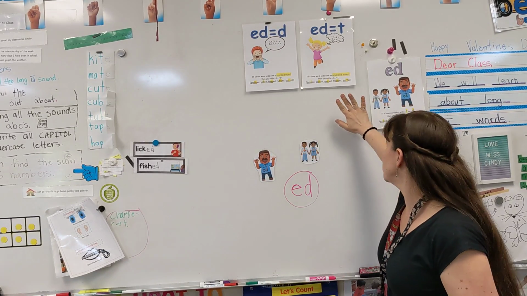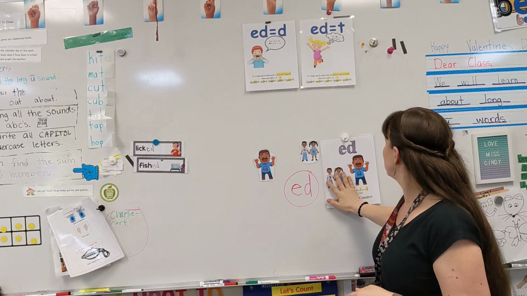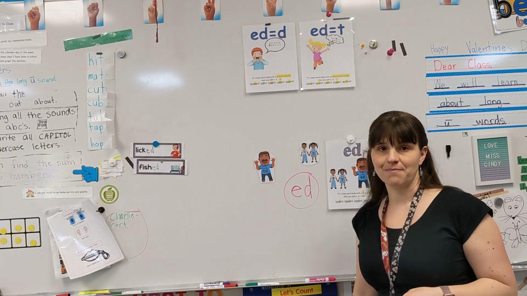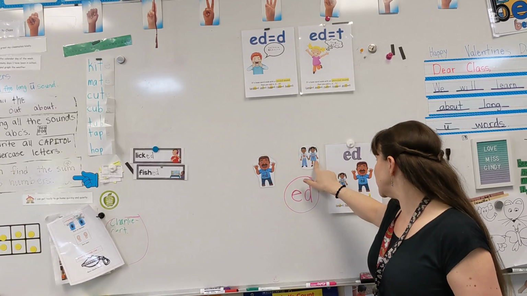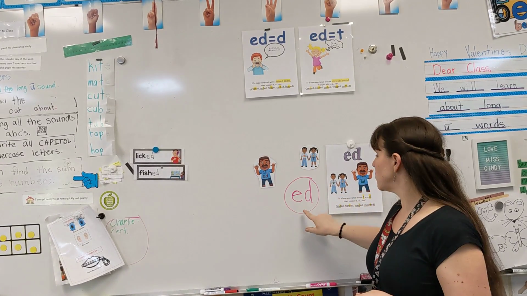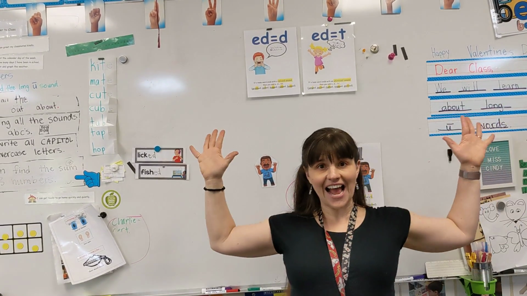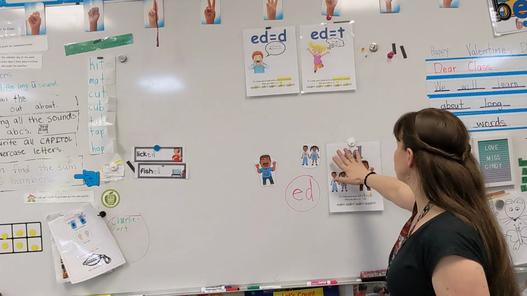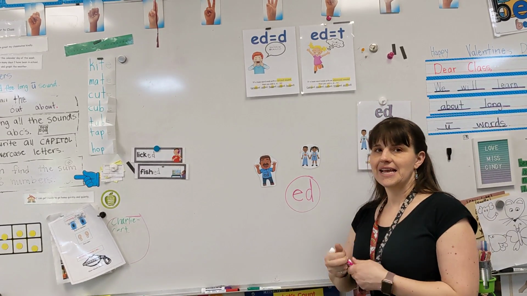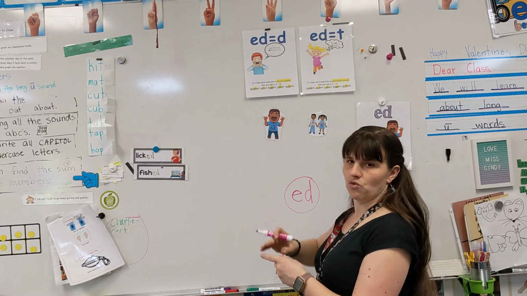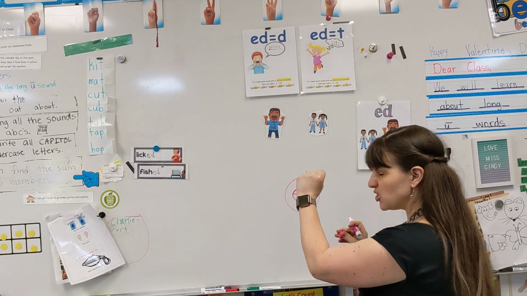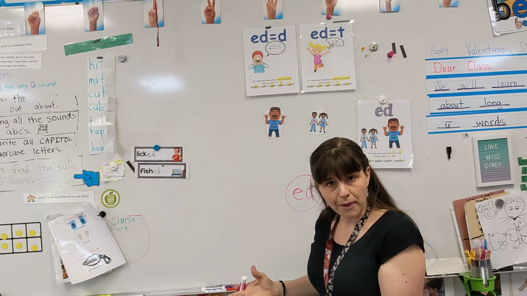So this story is about the ending ED. If a base word ends with a T or a D, then when you add ED, you say Ed. Okay, so let's go over some of those words that end with a T or a D. A base word is like the main word. It's just really important because it's what the word means, right?